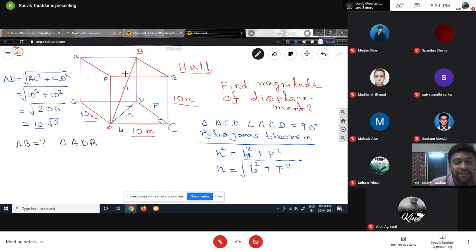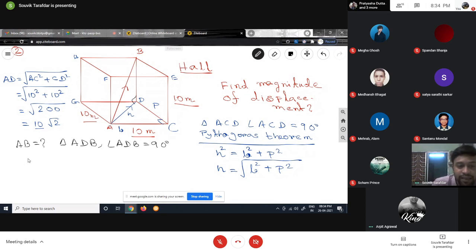ADB, triangle ADB, isn't it? Triangle ADB is also a right angle triangle, isn't it? This angle is 90 degrees, isn't it? So this angle is 90 degrees. Here angle ADB is equal to 90 degrees. So we can use the Pythagoras theorem for triangle ADB.